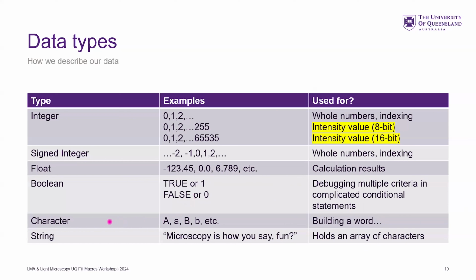You could have characters, which are 1 letter, and everything in coding here is case sensitive, so uppercase A is different from lowercase a. A character builds up a word, and a string is multiple characters. Basically it's an array or a table of letters. A word in coding space is like a table of letters. So they're the main types: whole numbers, signed numbers, decimal places, true or false, and then words.